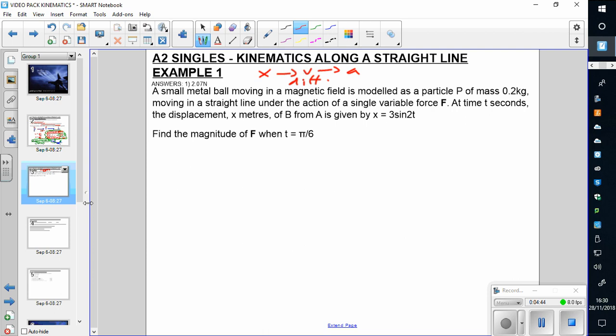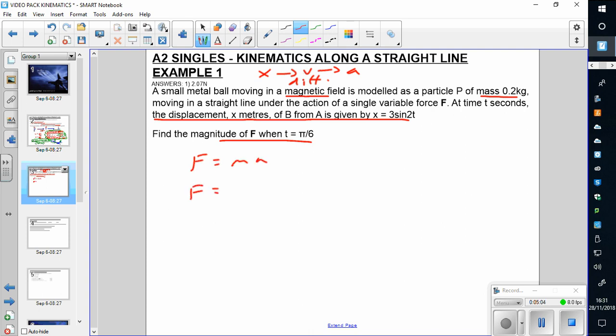So a small metal ball is moving along a magnetic field. It has mass 0.2, okay? Moving in a straight line, so we already know that, under a force F. The displacement is given by x equals 3 sine 2t. Find the magnitude of F when t is pi by 6. So we know F equals ma.